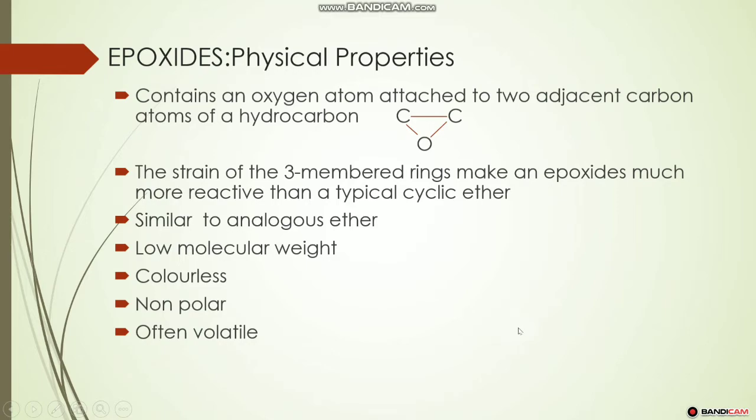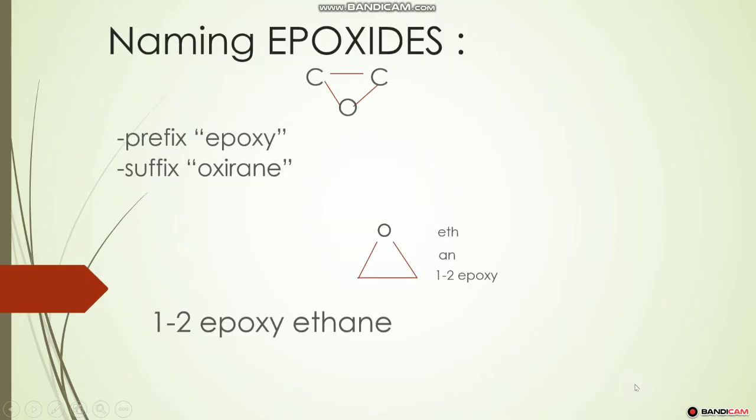The physical properties of epoxides. Epoxides contain an oxygen atom attached to 2 adjacent carbon atoms. So C is bound to C and both carbons are bound to O. The strain of the 3-membered ring makes an epoxide much more reactive than a typical cyclic ether. They are similar to analogous ethers. It has a low molecular weight. It is colorless, non-polar, and often volatile.